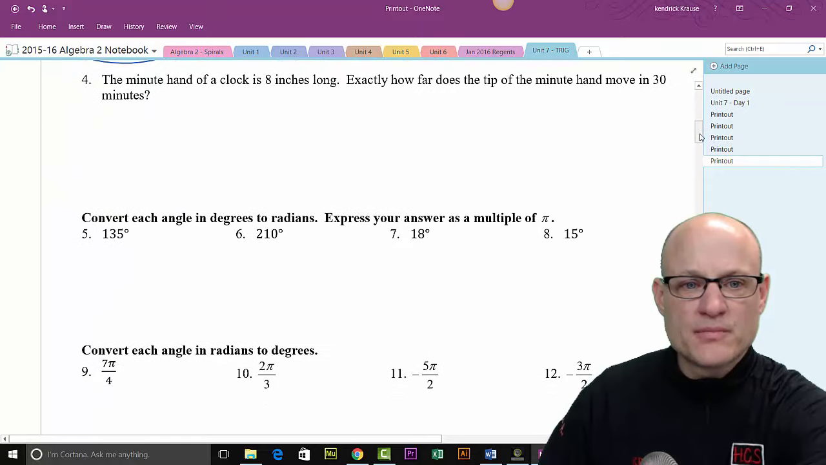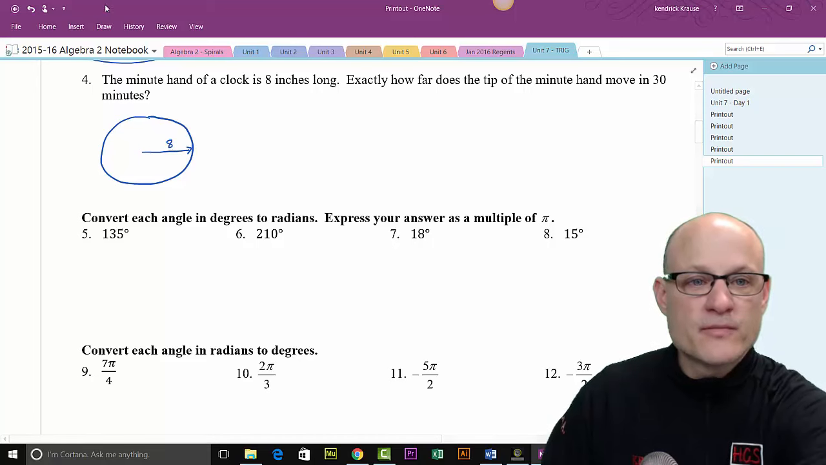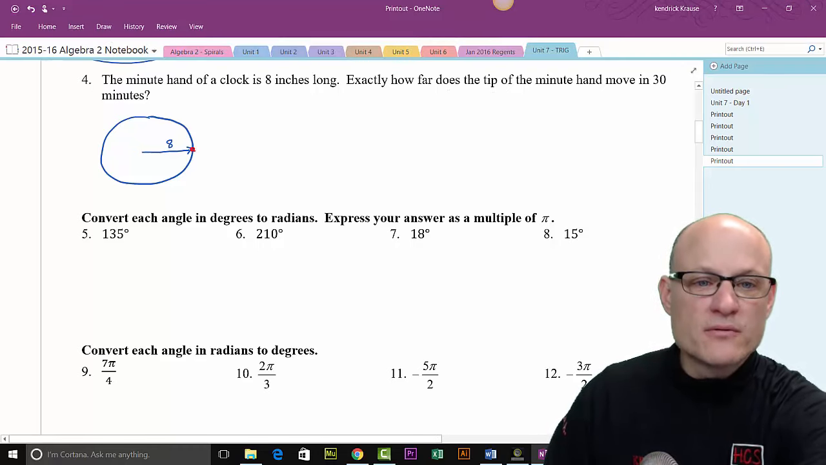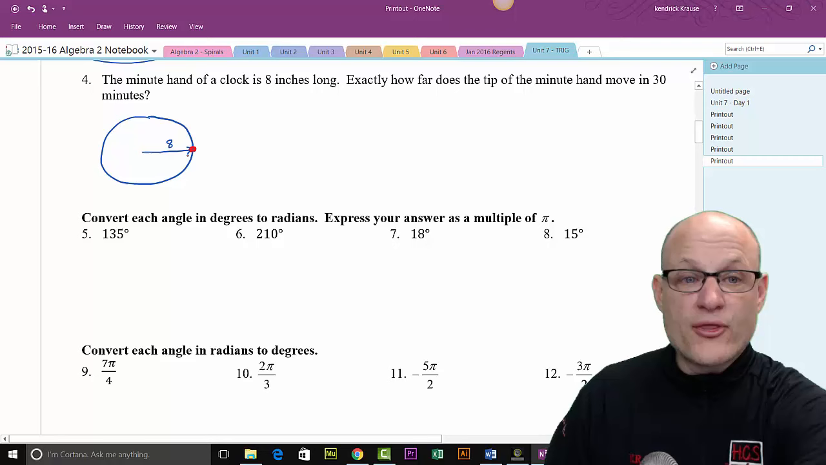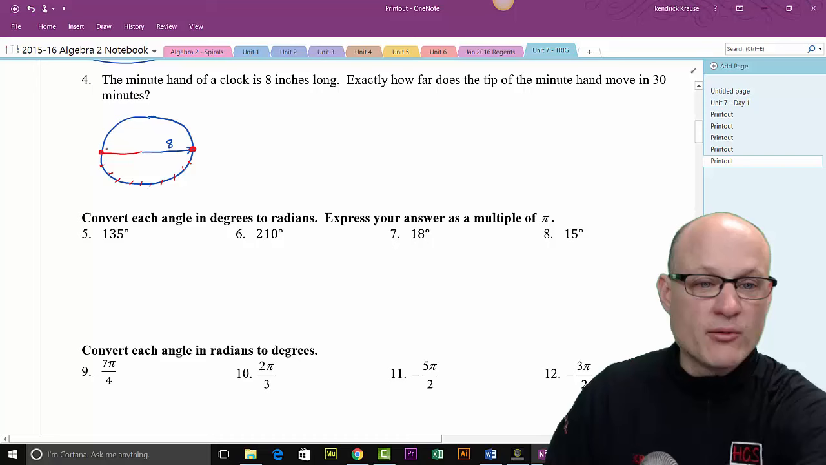Next problem. The minute hand of a clock is 8 inches. So I know I have a clock, and I have a minute hand that's 8 inches long. I don't care where you draw it. There's my minute hand, it's 8 inches long. Now, what it says is exactly how far does the tip move in 30 minutes? Well, 30 minutes means it's going to come along and along, and then the tip's going to end up over here.